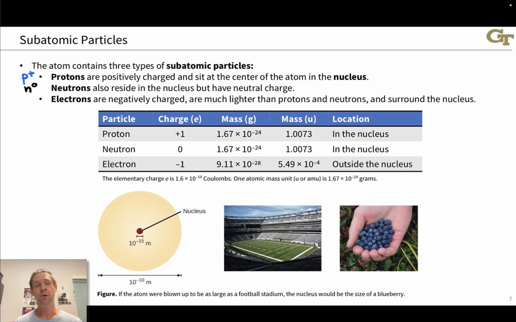One thing I'll point out now is that the proton and neutron are much heavier than our third subatomic particle in the atom, which is known as an electron. Electrons are negatively charged, and they surround the nucleus. They exist in that mostly empty space in the football stadium, right? They're wandering around the stadium with that blueberry of a nucleus sitting on the 50-yard line. And so this is essentially our most basic model of the atom. It contains three types of subatomic particles: positive protons and neutral neutrons in the nucleus, and negatively charged electrons surrounding the nucleus.